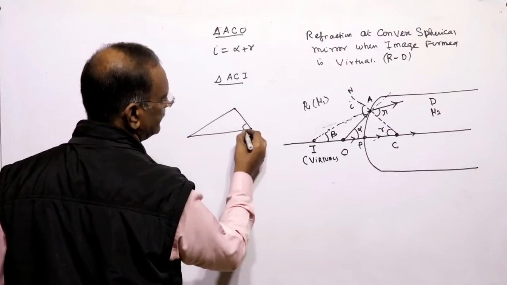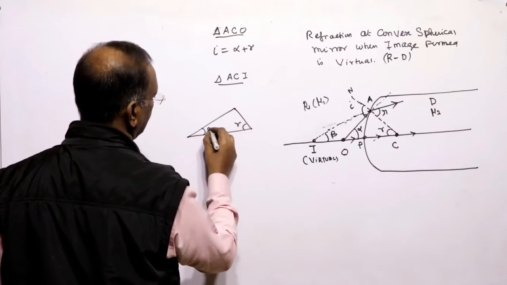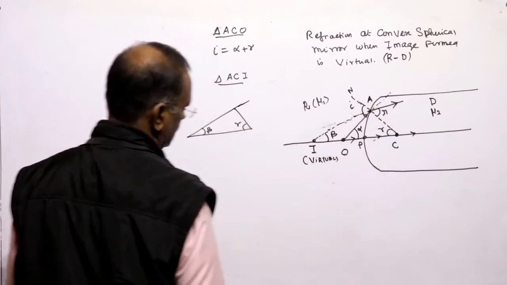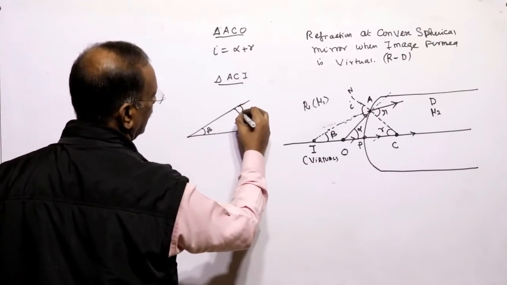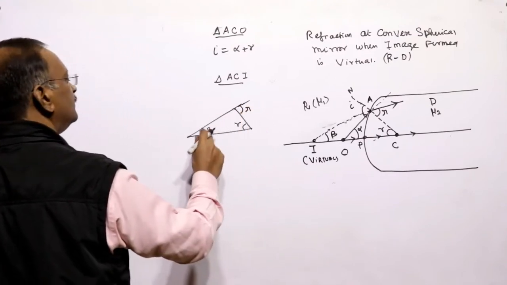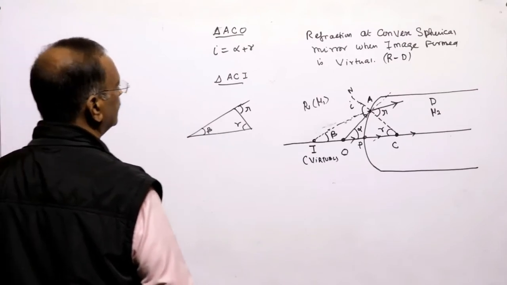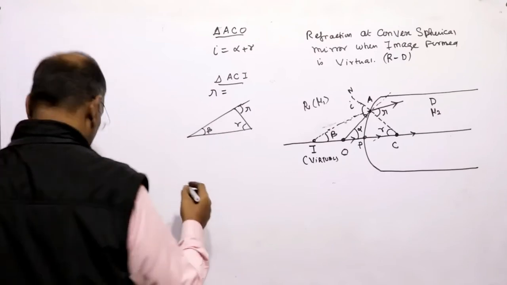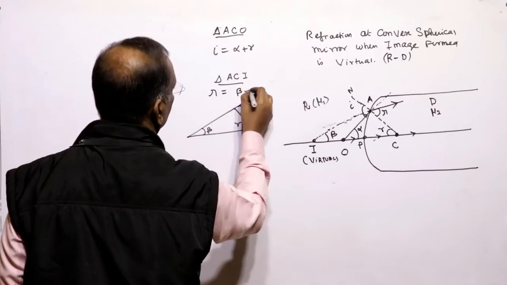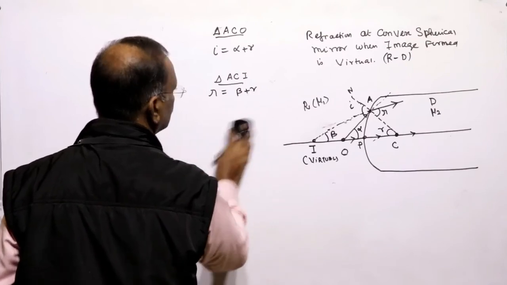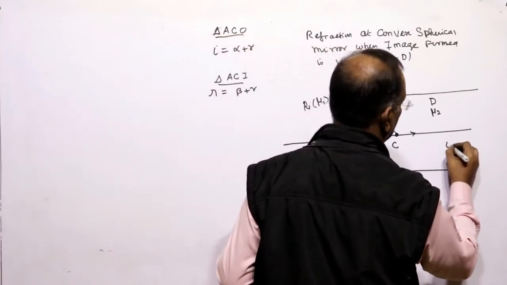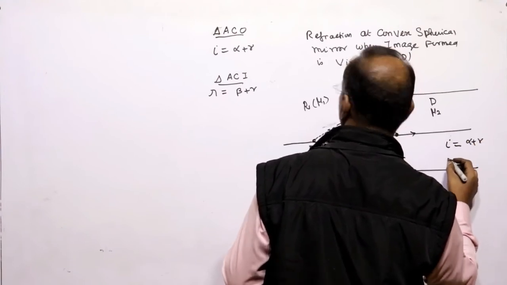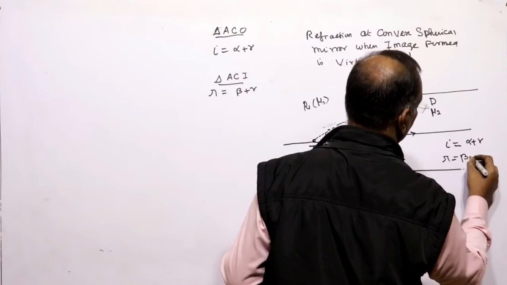Next is triangle ACI. This is gamma, this is beta. So this is R. The external angle is equal to the sum of the two opposite interior angles, so R is equal to beta plus gamma. So we can write it here: I is equal to alpha plus gamma, and R is equal to beta plus gamma.